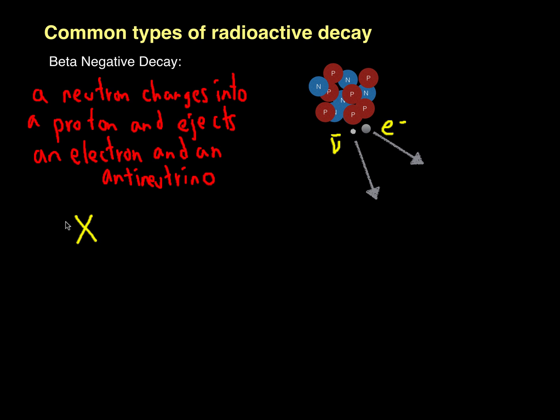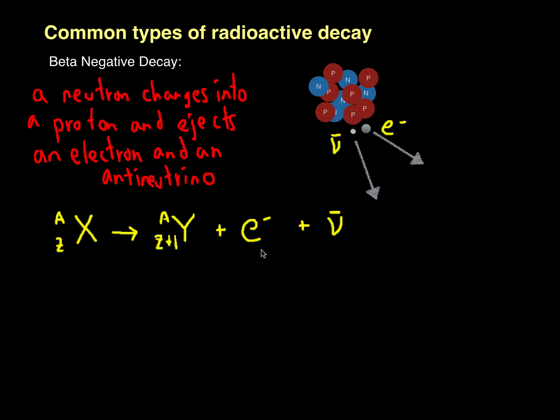The original parent isotope, X, A, Z, turns into a daughter isotope, keeps the same atomic mass because we have the same number of nucleons. A neutron is just turned into a proton. But because now we have one more proton, the atomic number increases by 1. An electron is ejected from the nucleus, and because this new particle has been produced, an antiparticle must also be produced. So an antineutrino is also ejected from the nucleus.